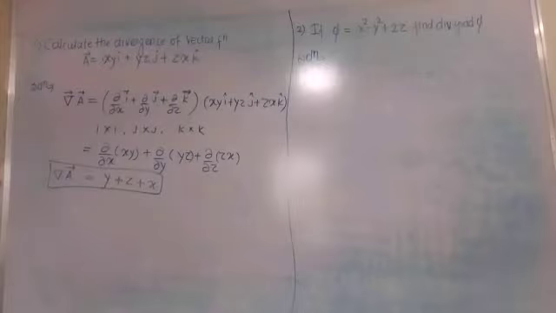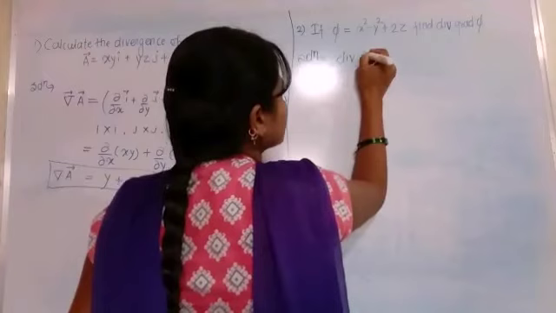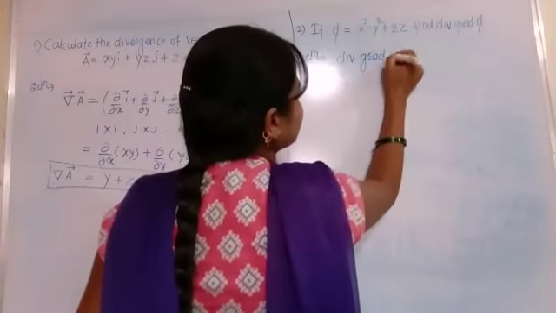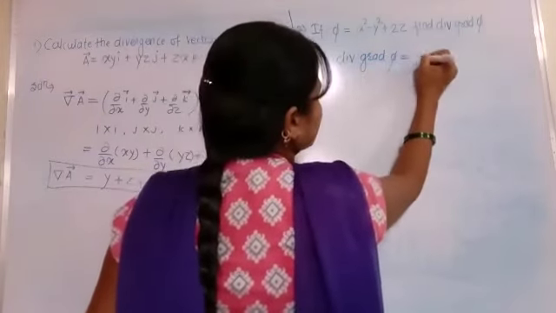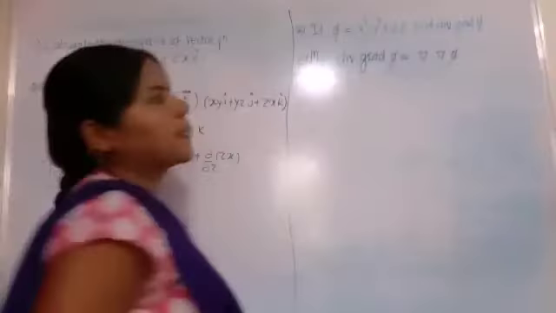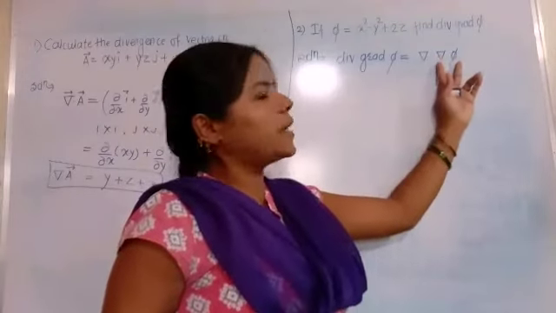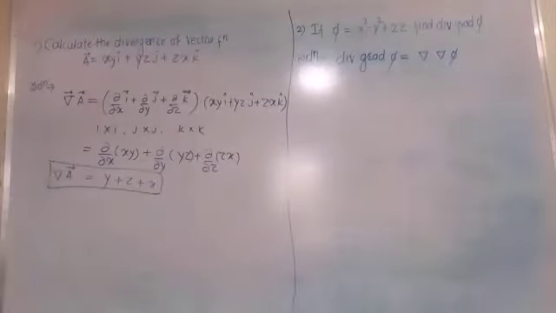So for that, firstly, divergence of grad of phi is nothing but the operator dot grad phi. This is the gradient and this is the divergence of the gradient. So firstly we write the operator.